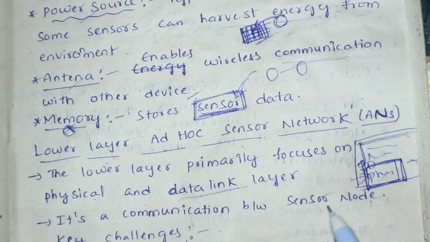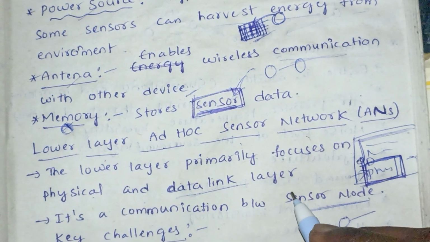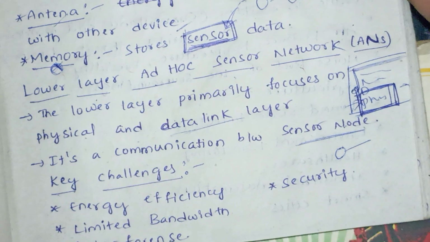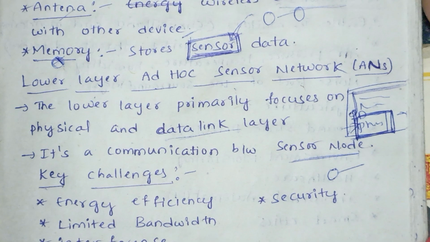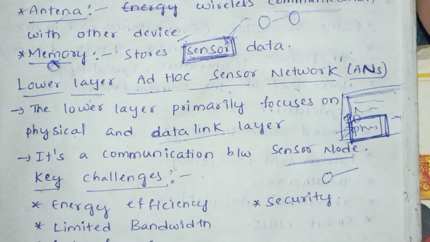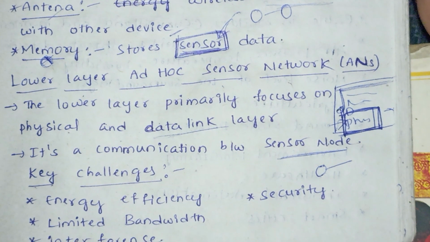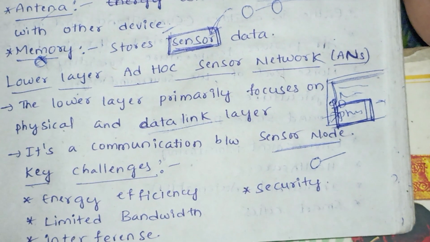It is a communication between sensor nodes. It can communicate with the sensor node, as I already told what a sensor node is. Okay, next, key challenges. What are the key challenges present in lower layer ad hoc sensor networks? Energy efficiency, security, limited bandwidth, and interference. As I already told, these are the key challenges.